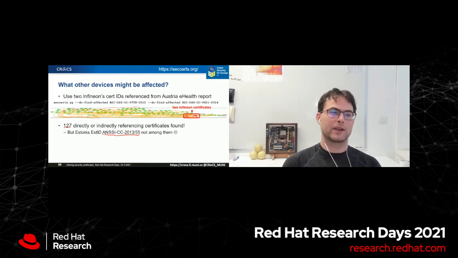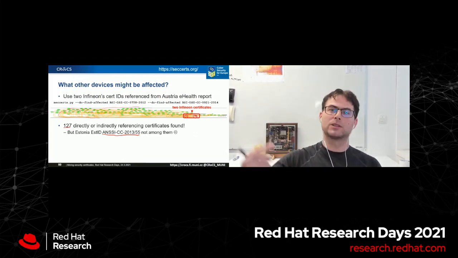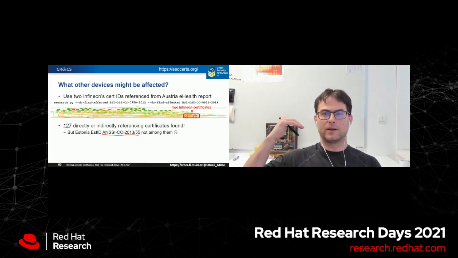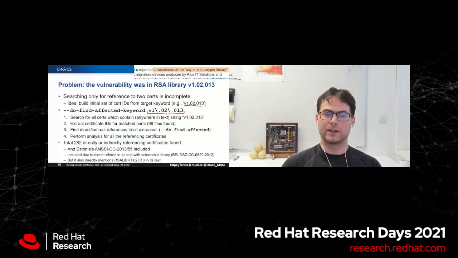And for this, again, our tool has some support. So we will just specify that keyword and let it run. We will first get all the certificates which are mentioning this keyword, and then we will start finding the certificates affected by these seed certificates. And in total, we have 282 certificates, and Estonia is directly included among them. And they even mention the RSA library directly in their certificate.